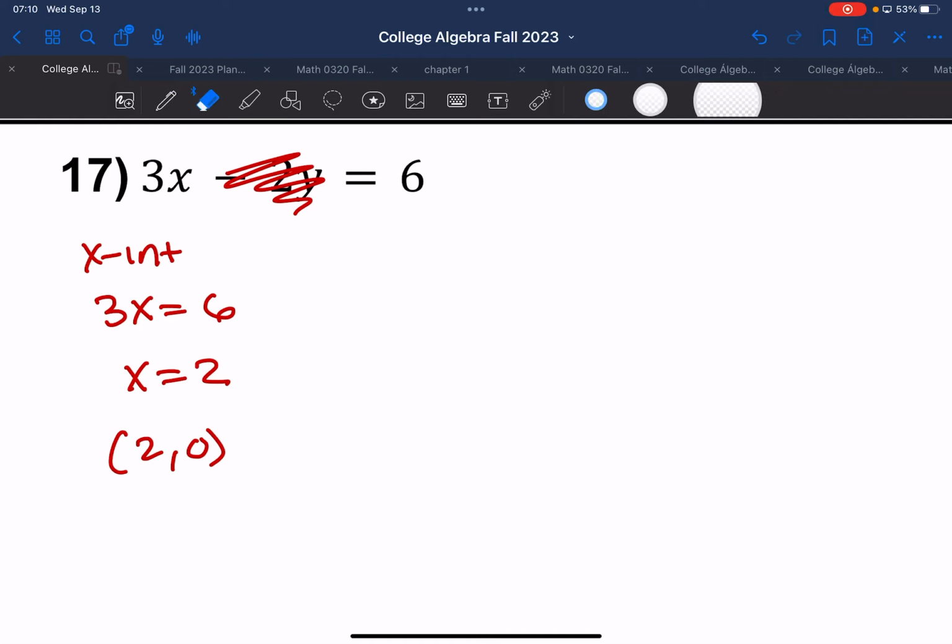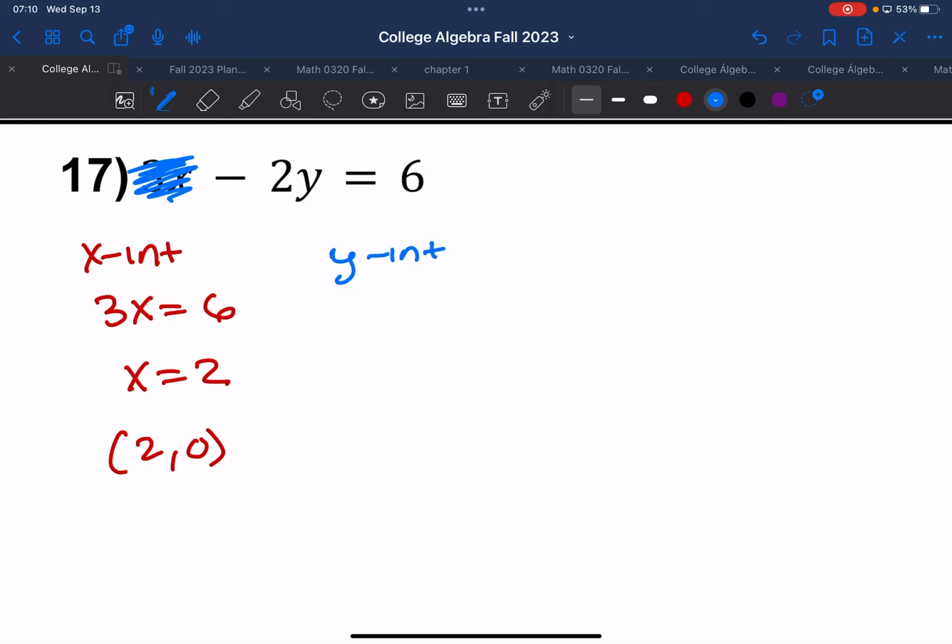And now we're finding the y-intercept. So now I'm going to cross out the x's. For the y-intercept, I'm left with negative 2y is equal to 6, which leaves me y equal to what number? Negative 3. So I have 0, comma, negative 3. So yes, you could just ignore the opposite variable and whatever's attached to it to find these x and y intercepts.